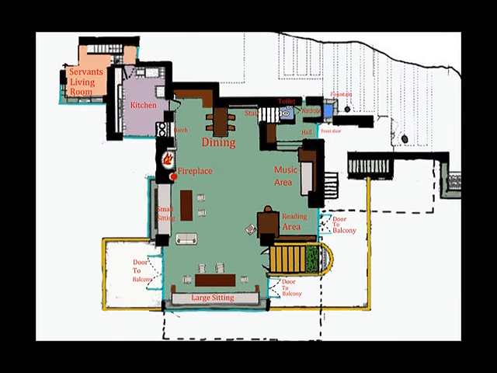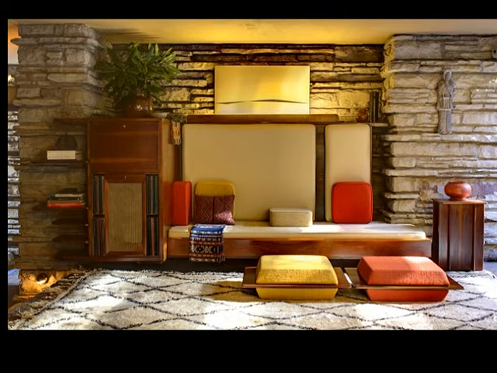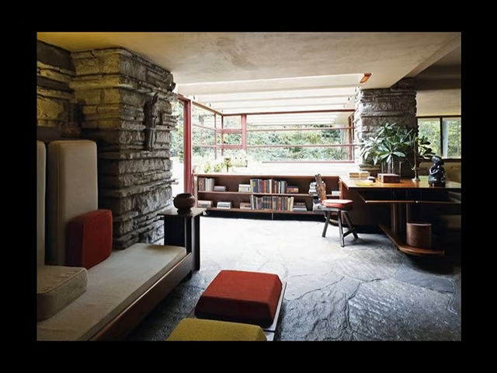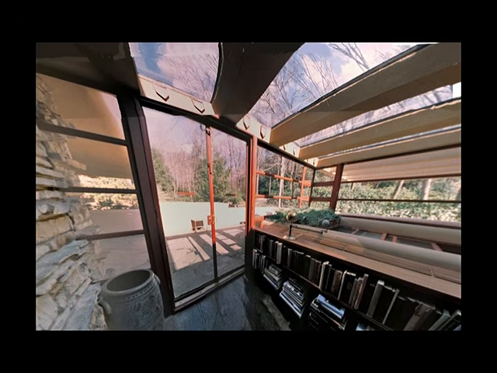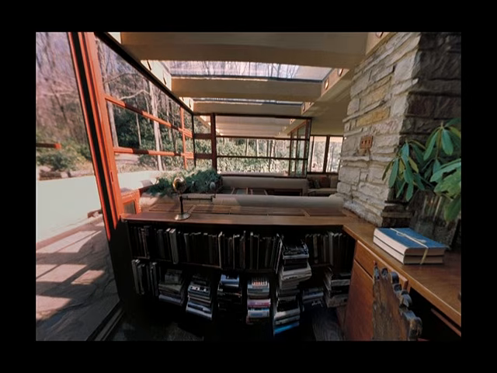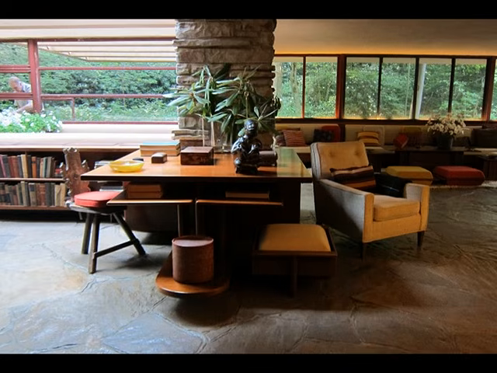The music area is just a couch with a record player, but it was the only place in the house where you could listen to music. Directly behind it is the reading area. This place has a door towards the balcony and is sunlit from above by many skylights. It has a desk, and behind it is Mr. Kaufman's original reading chair.